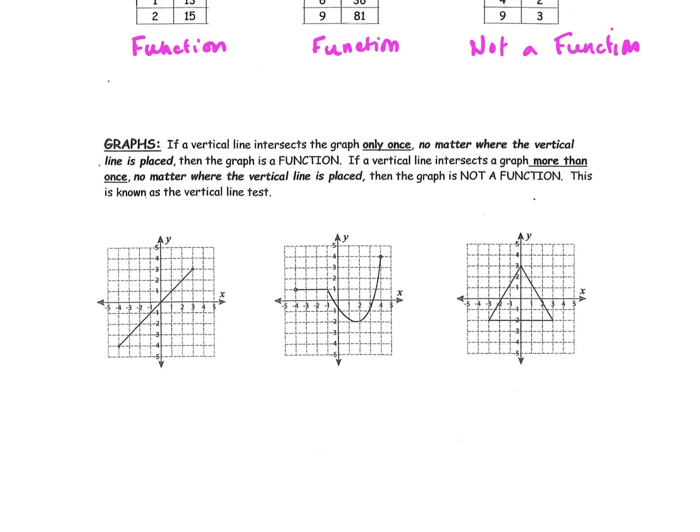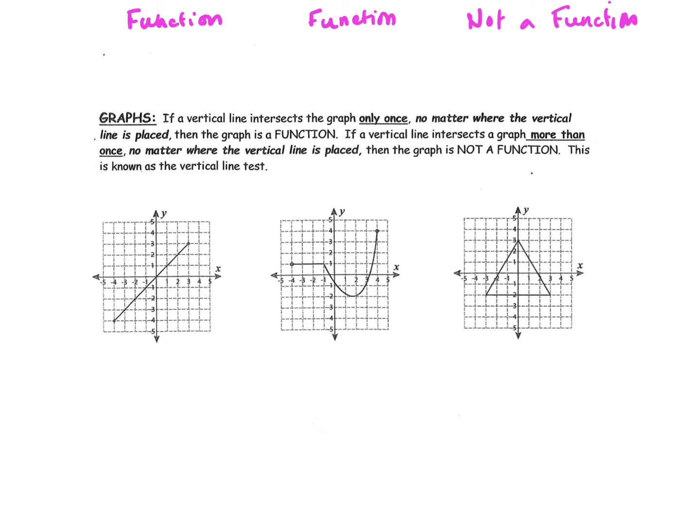So now let's move on to graphs, what we see in graphs. If a vertical line intersects the graph only once, no matter where the vertical line is placed, then the graph is a function. If a vertical line intersects a graph, and we're talking about the graph figure, more than once, no matter where the vertical line is placed, then the graph is not a function. This is known as the vertical line test. And you're going to hear that a lot, so I would encourage you to highlight that.